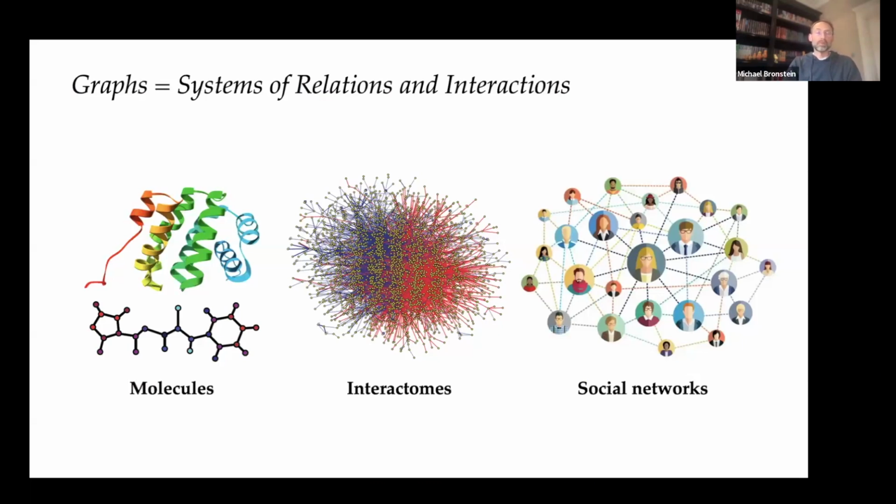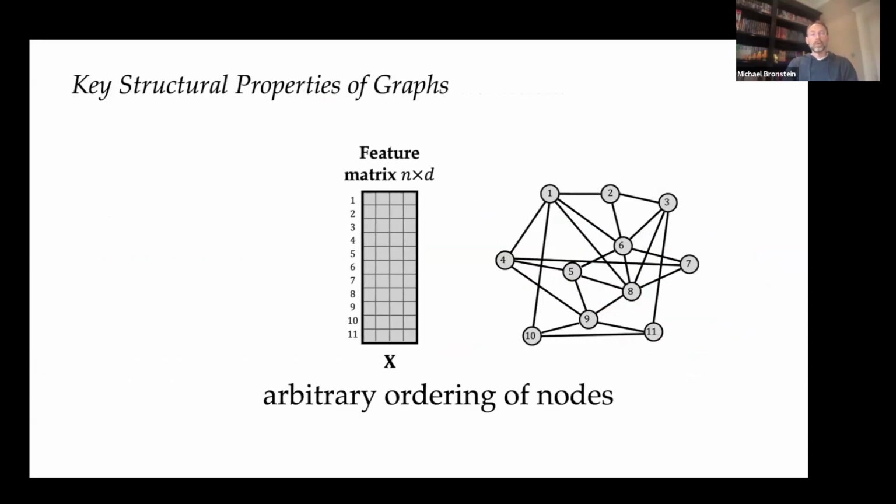So from very small things like molecules to larger biological systems such as interactomes that describe interaction between different chemical and biological entities, networks of people, like social networks that might contain billions of nodes, so gigantic graphs that describe how people interact with each other. Now, for simplicity, I will be talking about undirected graphs that have d-dimensional features attached to every node.